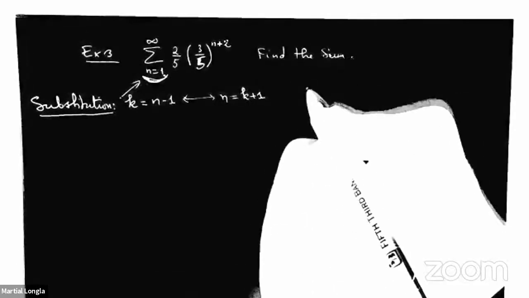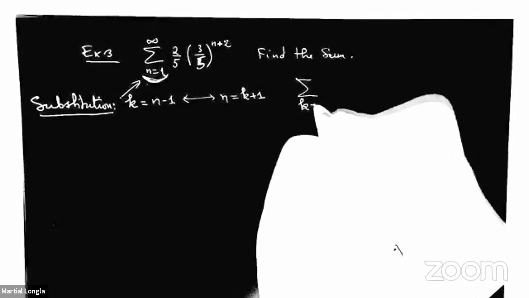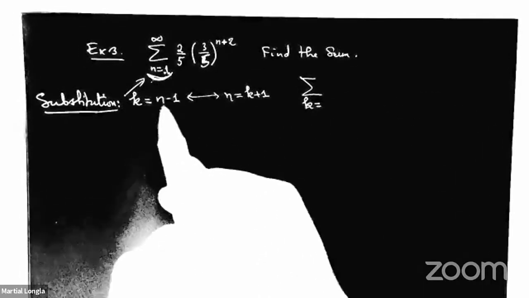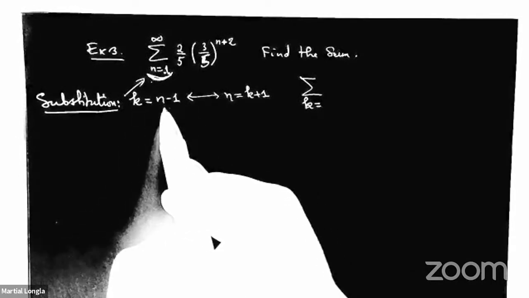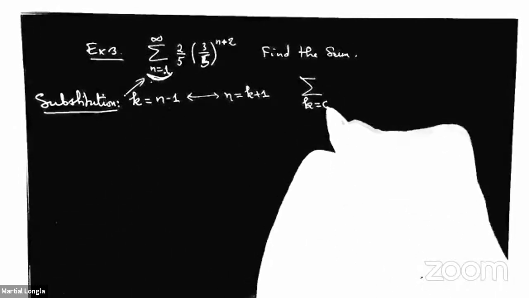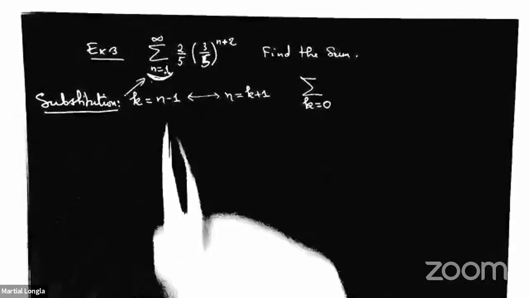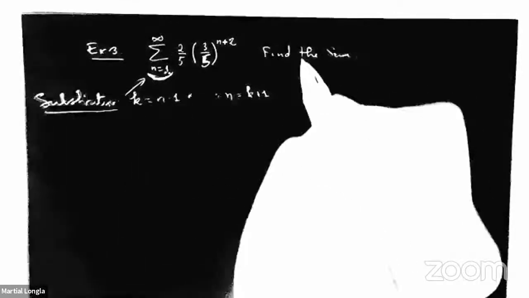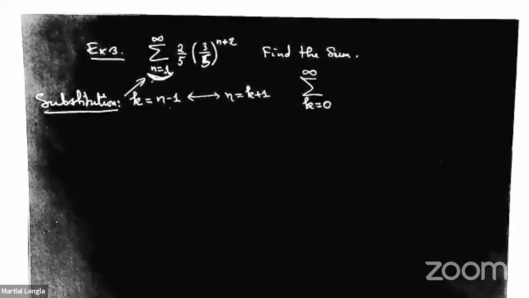Now we can rewrite this sum, and that will be k going from, when n is 1, we plug it in here, k is 0. That's why we made this transformation. When n is 1, we get k equal 1 minus 1, 0. When n is infinity, well, infinity minus 1 is infinity. So k goes from 0 to infinity.